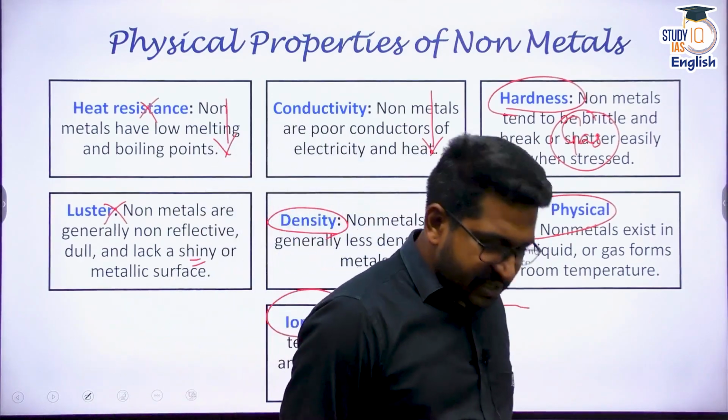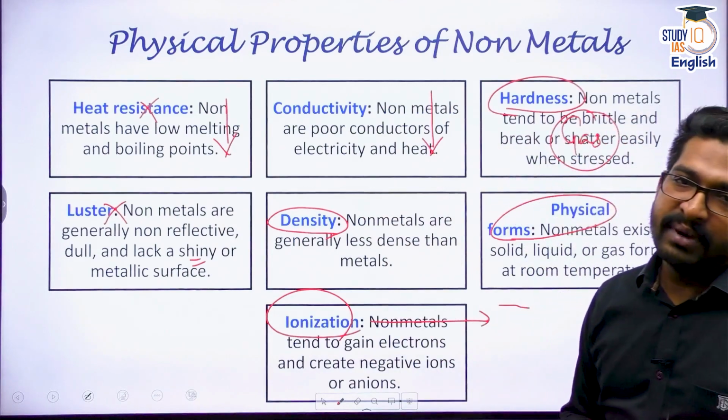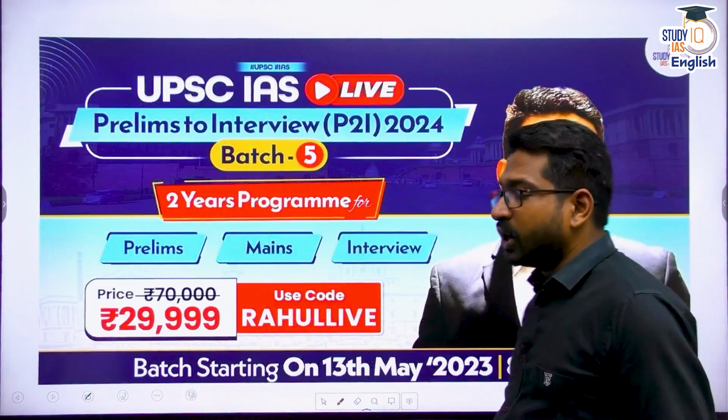Okay, now that's the basic physical features of metals and non-metals. So let's move on and talk about chemical features.